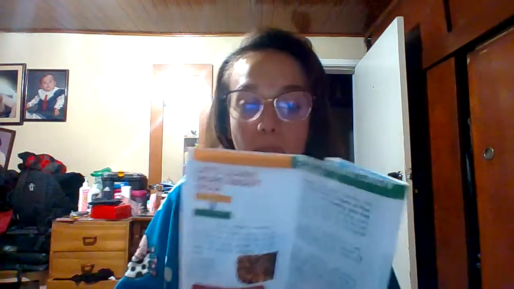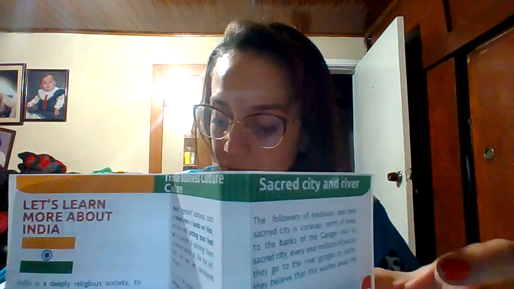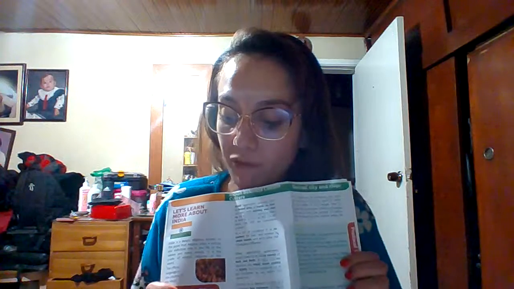The followers of Hinduism and their sacred city, Varanasi, here we have it, in the north of India, on the banks of the Ganges River, is a sacred city. And every year, millions of people go to the river Ganges to bathe and believe that this washes away their sins. That is a very important season for them because all of them have to go to the Ganges, and it's a way to say thanks for that opportunity to wash away the sins.